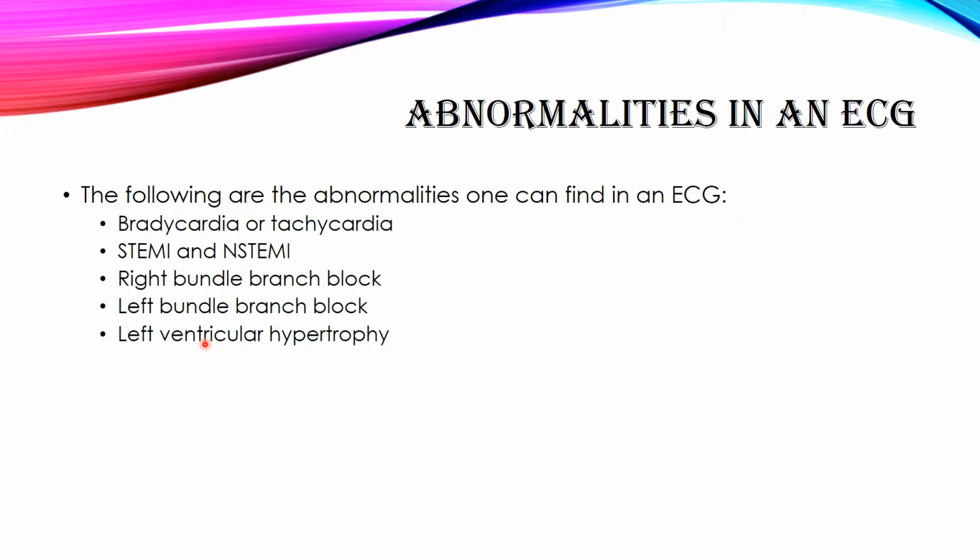The abnormalities one can find in an ECG, we will discuss bradycardia, tachycardia, STEMI, non-STEMI, right bundle branch block, left bundle branch block, as well as left ventricular hypertrophy.